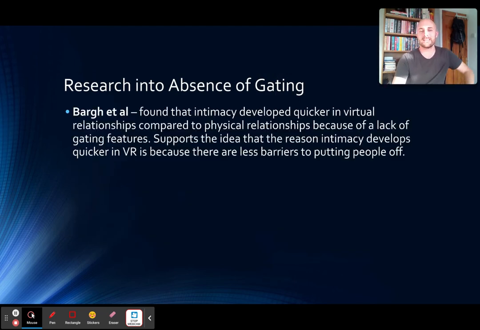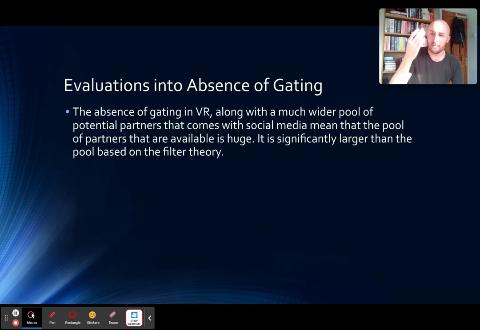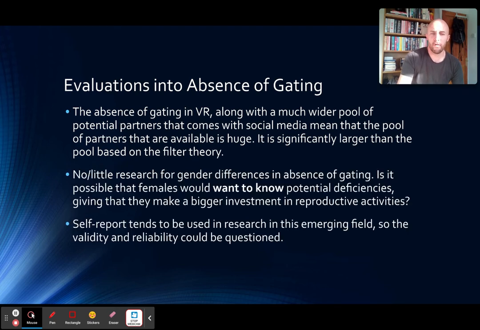Now, Barr et al. found that intimacy develops quicker in virtual relationships because of a lack of gating features. It becomes sexual quicker in virtual relationships, and you think that doesn't make any sense. Yes, it does. Right? That's how strong virtual relationships are. And then McKenna found that the removal of these gating features did allow unattractive people to enter relationships. So again, good practical applications for those people who are a bit more socially or facially inept. Now, such as myself. A couple of points there, I think. Maybe the first one to focus on is this one just here. There isn't much, or I should say, sex differences in research.